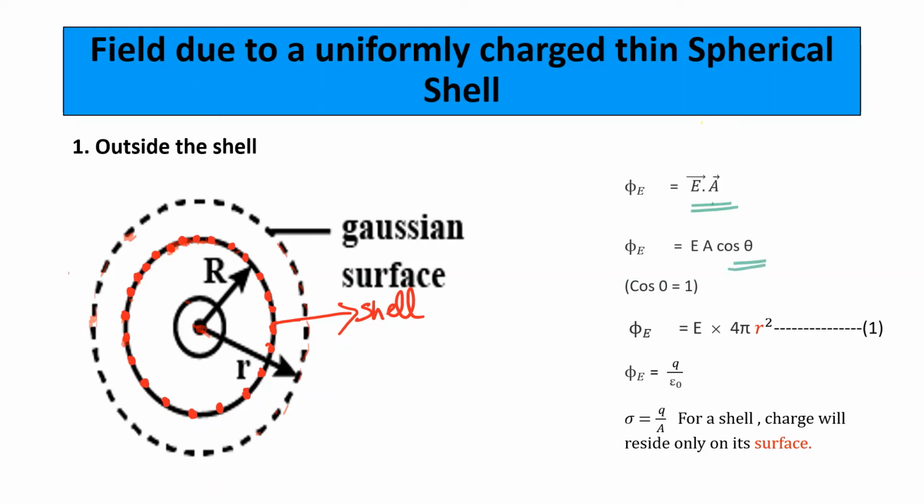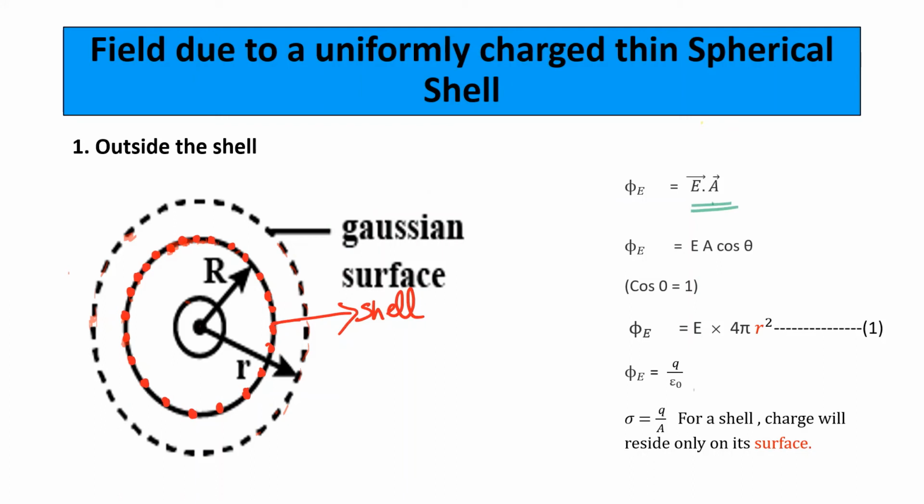Phi is equal to EA, E into A. A is 4 pi r squared. Small r is the distance from the center to this Gaussian surface. This distance is indicated by small letter r. The electric flux phi E through this Gaussian surface will be E into 4 pi r squared.